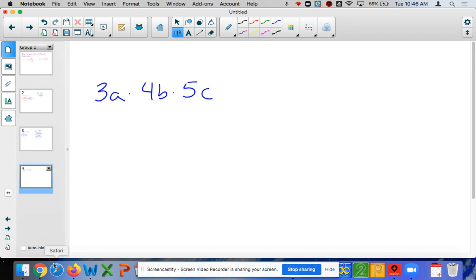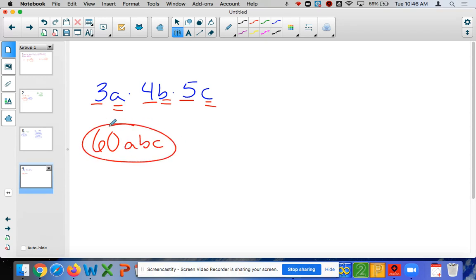Okay, hopefully you tried that one out. Here's the answer. Multiply the 3 and the 4 and the 5 together. 3 times 4 is 12. 12 times 5, that's 60. So we have an a times b times c, so abc. And that's how we multiply variables together. We just kind of write them out.